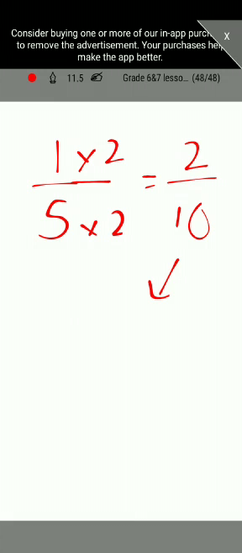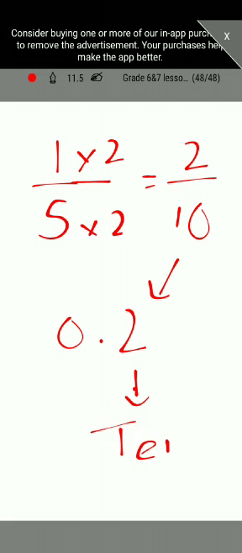So you will do the same with the numerator also, and you will get 1 2s are 2 and 5 2s are 10. Now 2/10 is very easy to write in decimal. 2/10 in decimal is 0.2. Now you can see the value of this 2 is 2/10. As I told you, the first number after the decimal, the value of that number is tenths. So we can read it as 2/10.